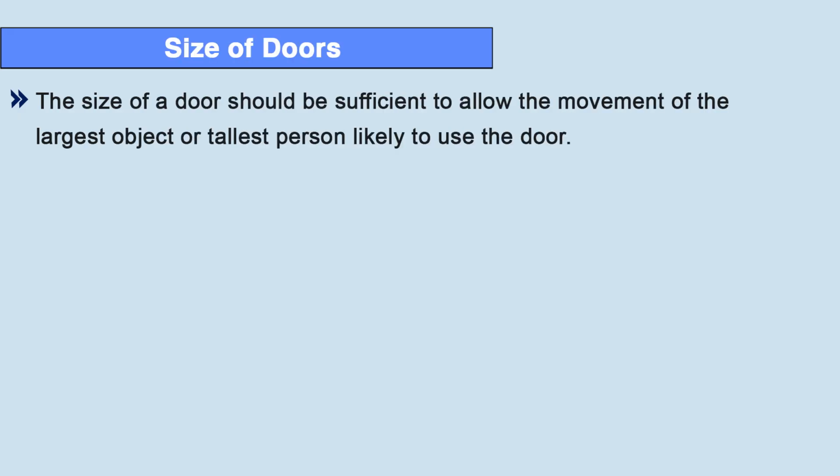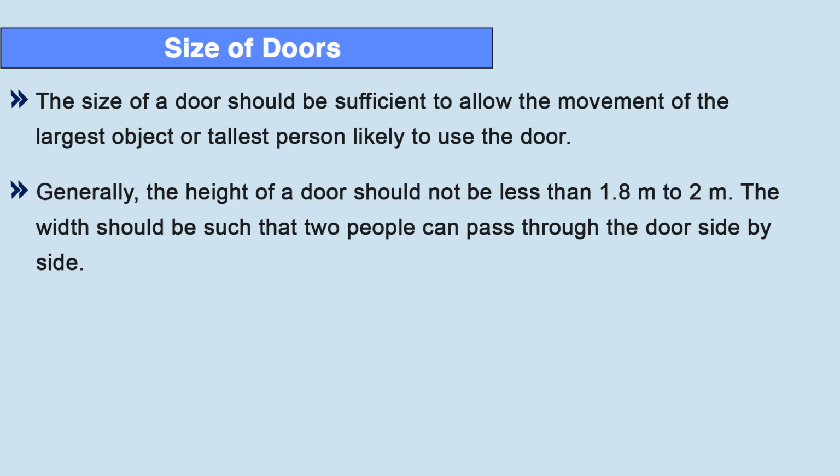So, after discussing the technical terms of doors and windows, let us discuss the size of the door. The size of a door should be sufficient to allow the movement of the largest object. It is one criterion. The second criterion is it should allow movement of the tallest person likely to use the door. Generally, the height of a door should not be less than 1.8 meter to 2 meter, as the maximum height of a person is in that range.